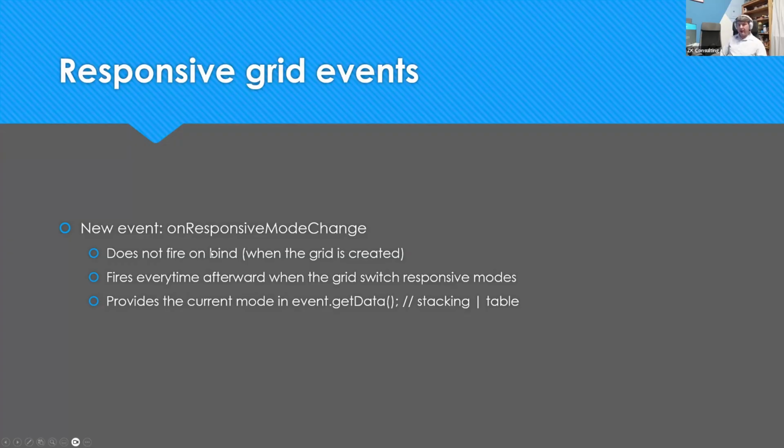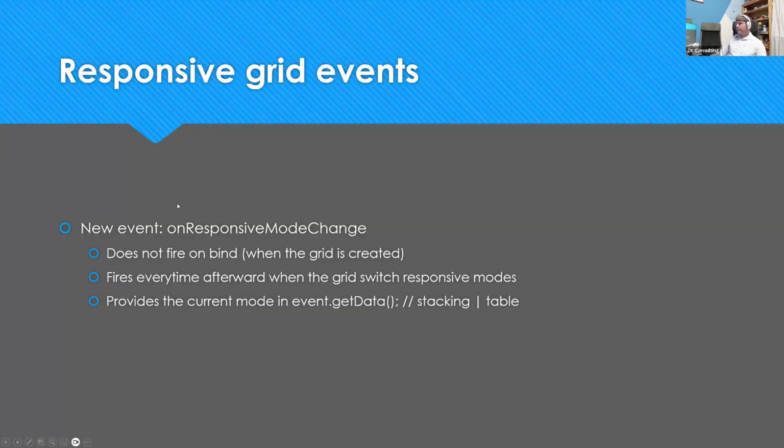It does not fire on bind, so when you create the grid for the first time, you do not get an event that tells you the grid has been created, saying here's an event, we're in desktop mode, or here's an event, we are in stacking mode. Instead, it will trigger from the first time the user or the page itself causes the grid to go over that responsive step and to change its responsive mode. You also get the current available mode in the event's getData. So if you want to do something when you're in stacking mode or when you're in table mode, you'll get that information simply by getting the data from the event.